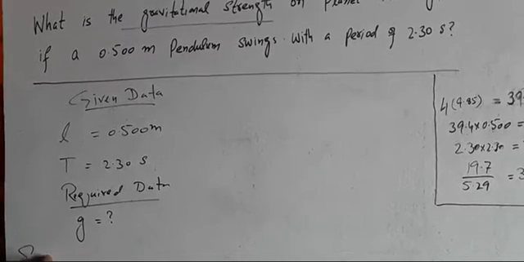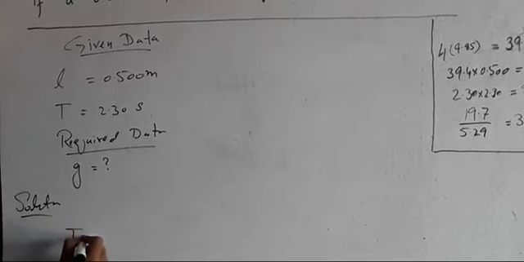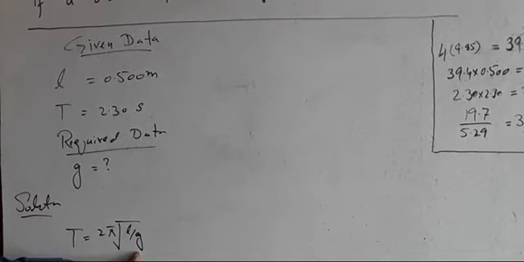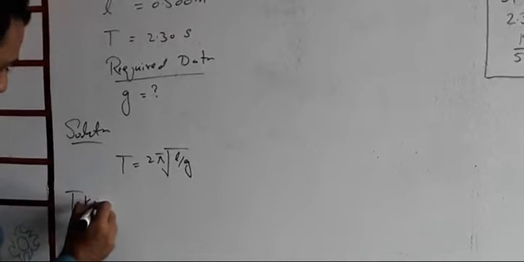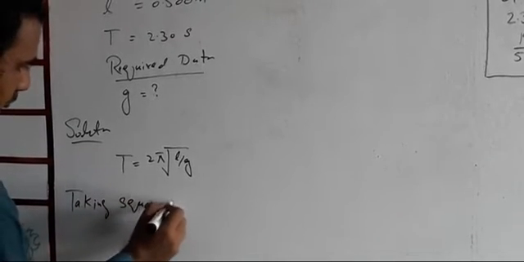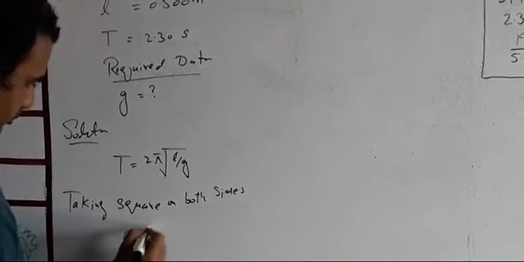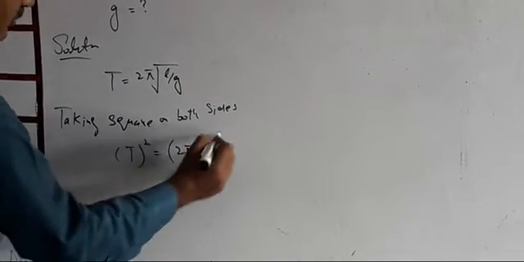So for the solution, I will write the formula of simple pendulum for the time period, which is T is equal to 2 pi square root L divided by g. I will have to make g the subject, but it is inside a square root. So I will have to take square on both sides to eliminate the square root. So taking square on both sides, T whole square is equal to 2 pi square root L divided by g whole square.